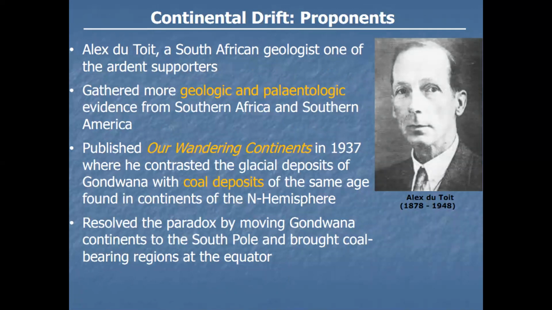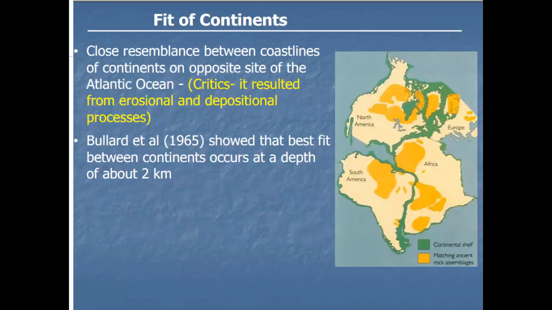Now, later on, a South African geologist, Alex du Toit, picked up Wegener's idea and gathered more geological and paleontological evidence from Southern Africa and South America. Out of that, he published a book titled Our Wandering Continents in 1937. In that book, Du Toit contrasted the glacier deposits of Gondwana with coal deposits of the same age found in the continents of the Northern Hemisphere. He resolved the paradox by moving the Gondwana continent to the South Pole and the broad coal-bearing region to the equator. So, as a result, Du Toit was able to pick up from where Wegener left off.